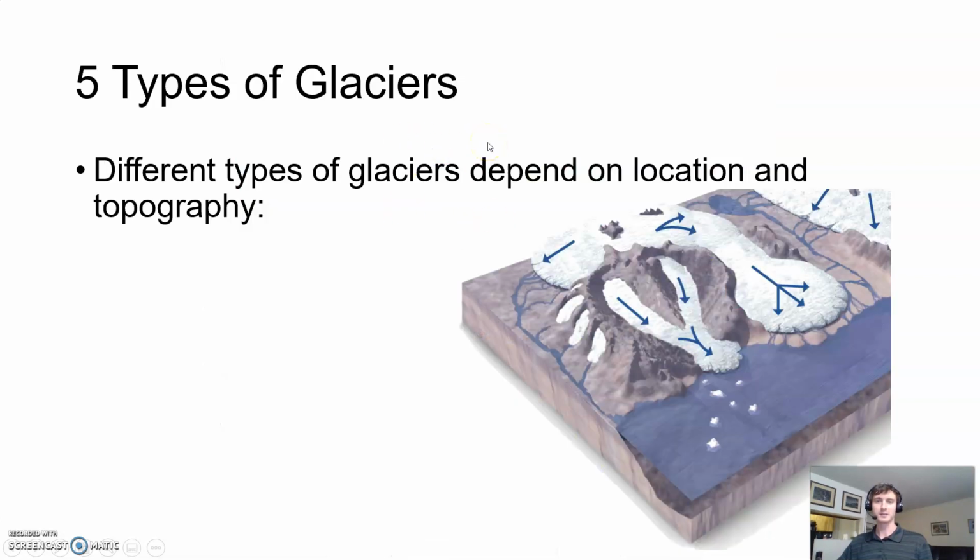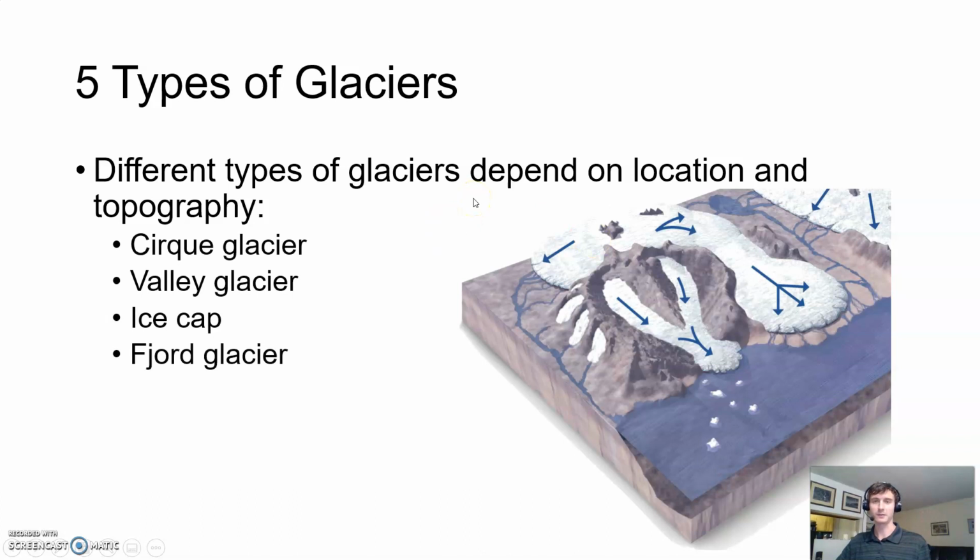So what are our different types of glaciers? We're going to have 5, and it really depends on the location and the nearby topography. A lot of times, as you can see in this diagram, it's one sort of continuous block of ice, but depending on where we are in the block, we give it a different name, even though technically it's this one solid body. So we're going to have cirque glaciers, valley glaciers, ice caps, fjord glaciers, and Piedmont glaciers.